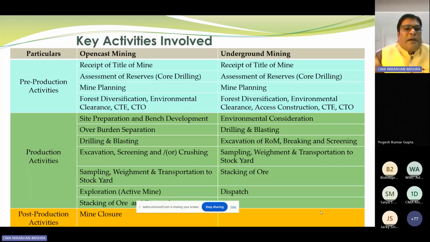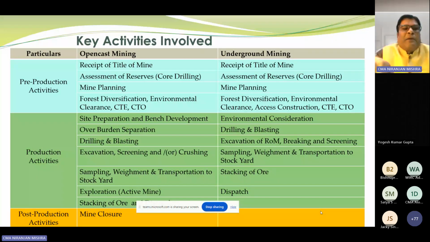In pre-production activity, I have prepared two columns: one for open cast mining and the second for underground mines. In the first column you see receipt of title of mine, assessment of reserve, core drilling, mine planning, forest diversification, environmental clearance, CTE and CTO. CTE means consent to establish, CTO means consent to operate. These are the pre-production activities for open cast mining.